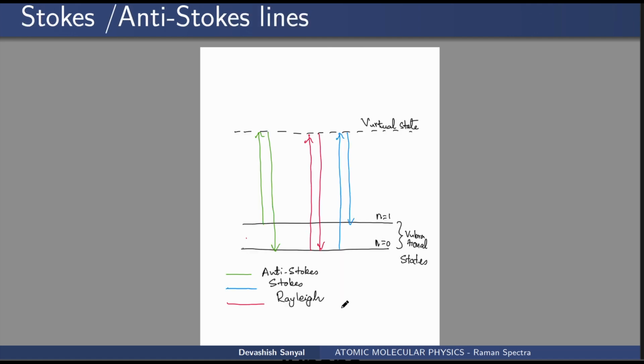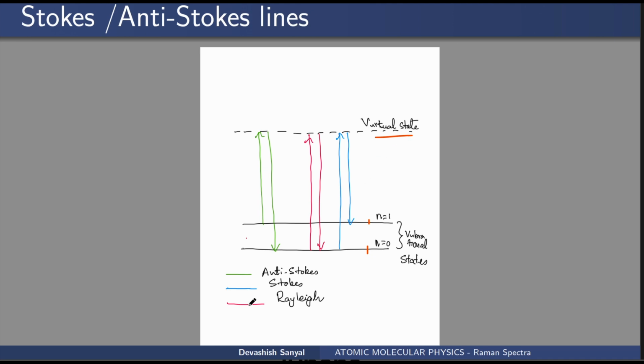So we can see here what is important: we have 2 vibrational levels, n is equal to 0 and n is equal to 1, and we have a virtual state. This virtual state is important. It is called virtual because this state is not intrinsic to the molecule. It forms only for a very, very short amount of time when the light or the photon interacts with the molecule. So all these transitions involve a virtual state.